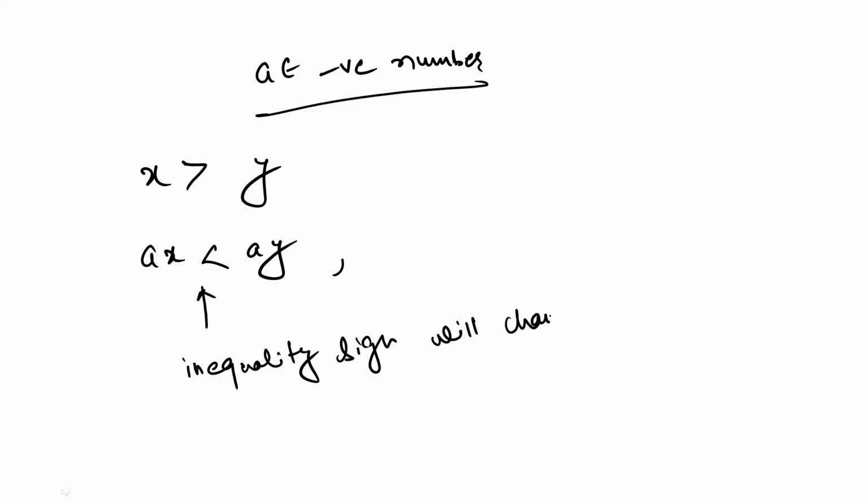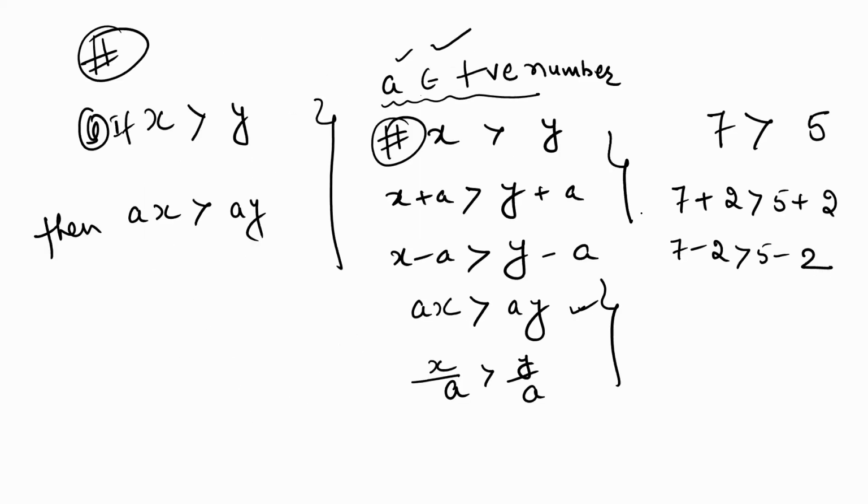The inequality sign will change. Okay, fine, got it. If you know that a belongs to the negative numbers, then only the inequality sign will change, and for the rest there is no difference. So all these things will hold true. Now let's come to the main topic.